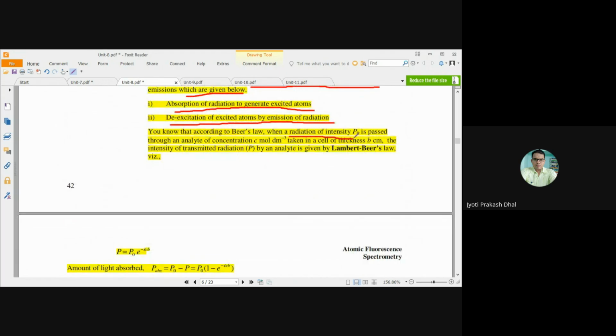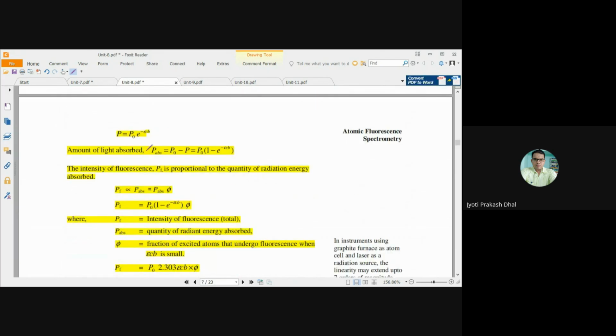When radiation of intensity P0 is passed through an analyte of concentration C moles per liter taken in a cell of thickness b centimeter, then the intensity of the transmitted radiation is governed by Lambert-Beer's law, that is P equals P0 times e to the power minus epsilon Cb, and the amount of light absorbed, that is P_abs, equals P0 minus P, that is equals P0 times (1 minus e to the power minus epsilon Cb).